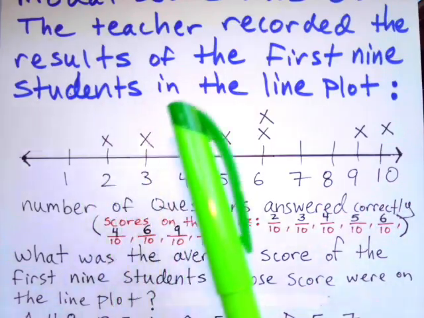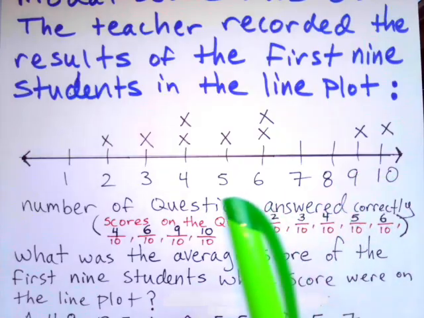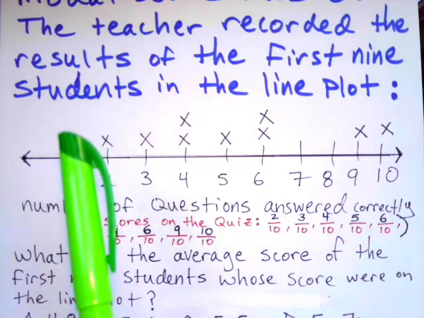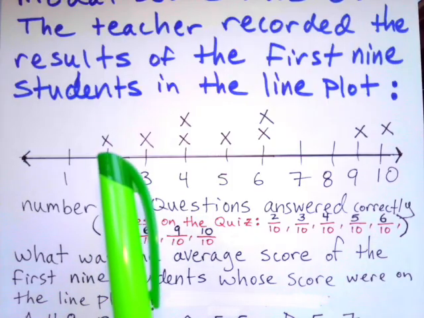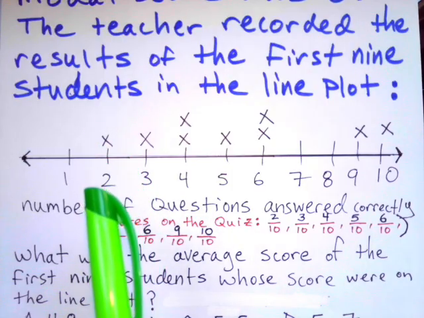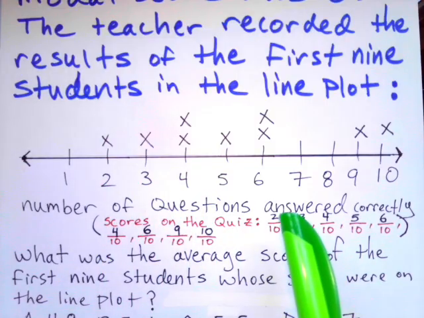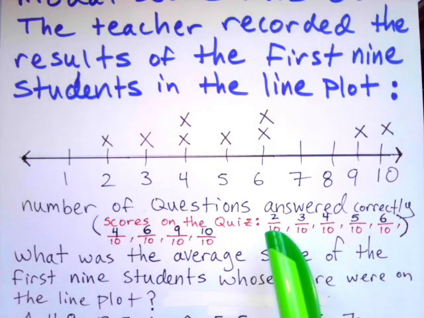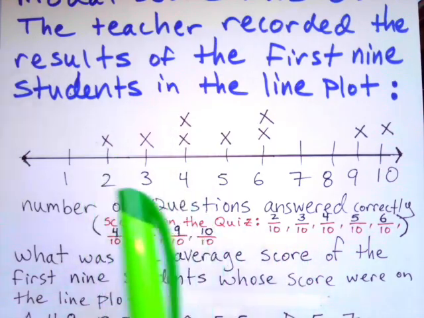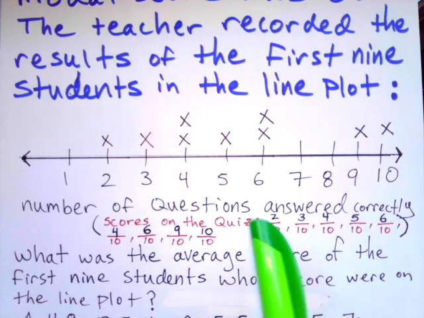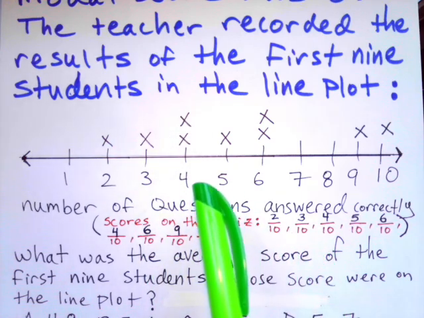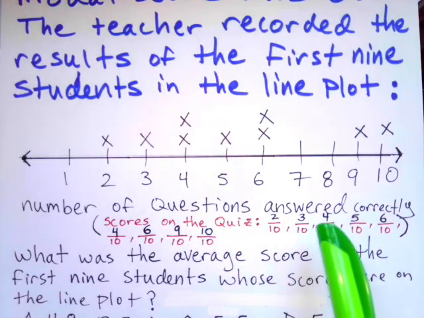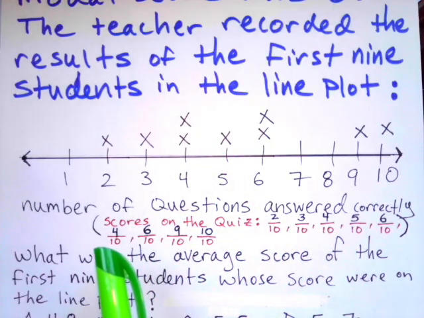What do these marks mean? These marks mean the questions that got correct. So nobody got the first question correct because there's no X, right? For question number 2, 1 person got 2 out of 10 correct. Question number 3, 1 person, 3 out of 10. Question 4, there were 2 out of 10. So 4 out of 10, 4 out of 10, right?